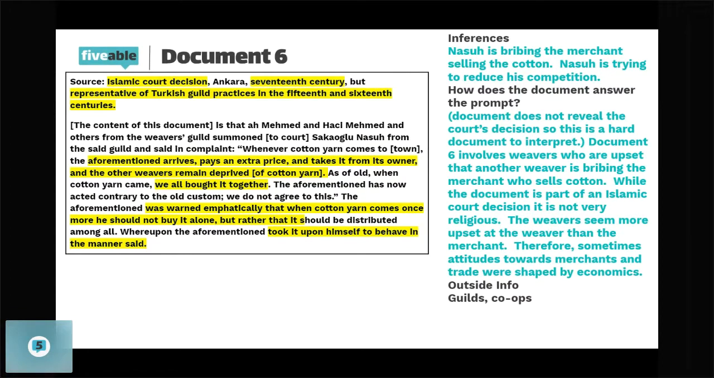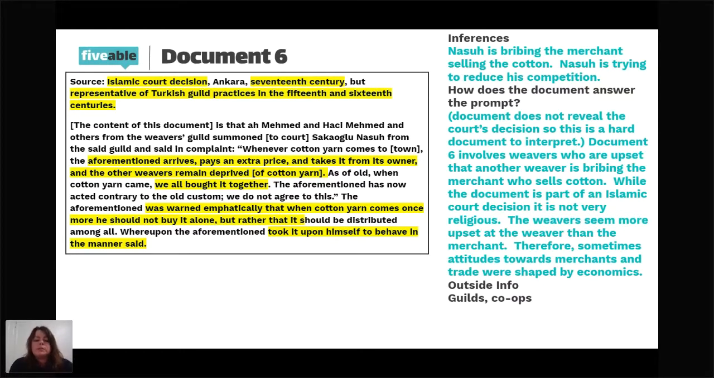So how does this answer the question, the prompt? Okay, so I was a little confused on this document because I don't think the document reveals the court's decision. And it's an Islamic court, right? And so often religious and civil law was tied together in this Ottoman Empire. So they're one and the same. So I wasn't sure if it was the guild's decision or the court's, like, did he get punished for it or not? I would have really liked that. That would have made it easier to say Islam is against this or whatnot, but we can still come up with something.